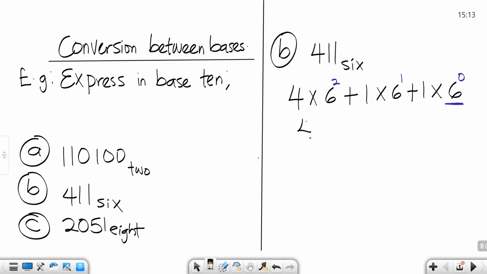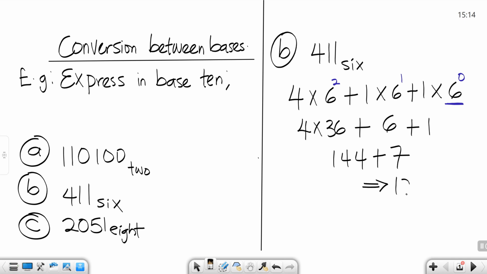From here, what we have is 4 multiplied by 36, because 6 is raised to the power of 2. 6 multiplied by 6 is 36. And we have 1 multiplied by 6 raised to the power of 1, which is 6. We have 6 raised to the power of 0 is 1, multiplied by 1 gives us 1. We have 144 plus 6 plus 1. And our answer is 151 base 10. So converting 411 base 6 to base 10 gives us 151.